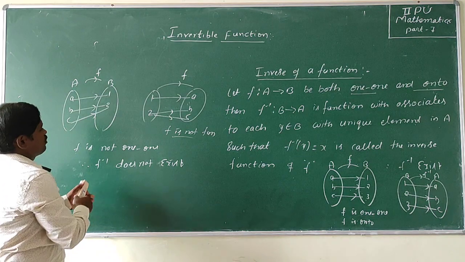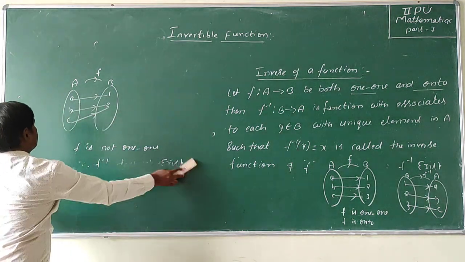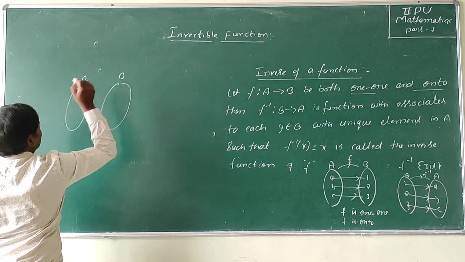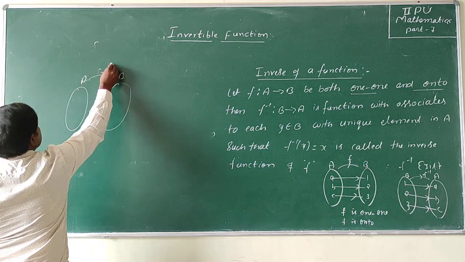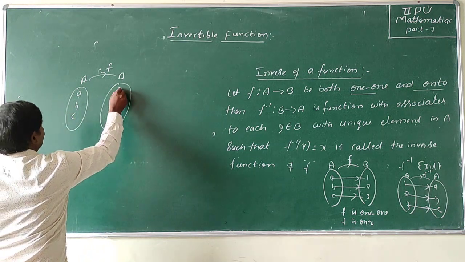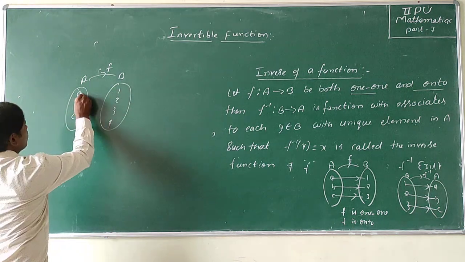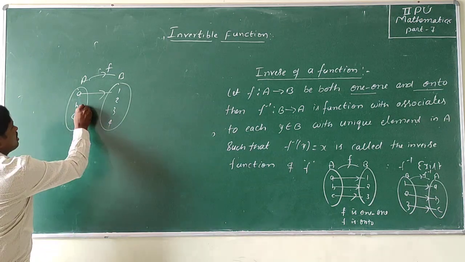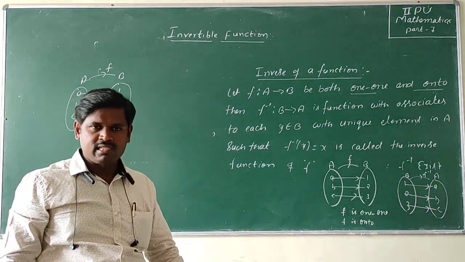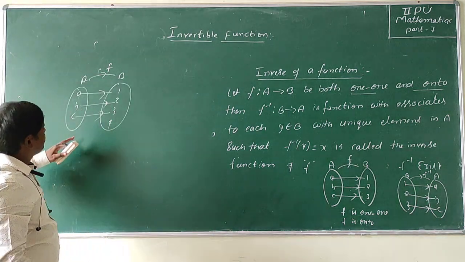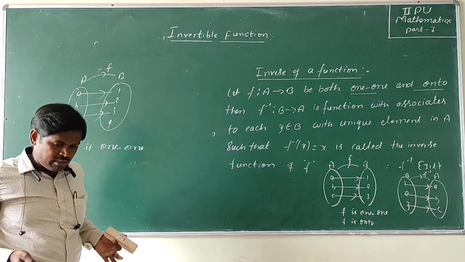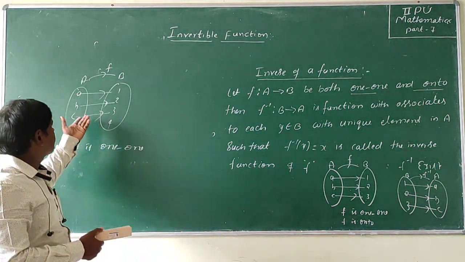Okay, one more example. Suppose A, B, and this is the function f. A, B, C and 1, 2, 3, 4. A is related with 1, B is related with 2, and C is related with 3. It is clear, F is a function. F is 1-1 also. Is it clear? Yes, different elements of A have different images. Therefore F is 1-1.